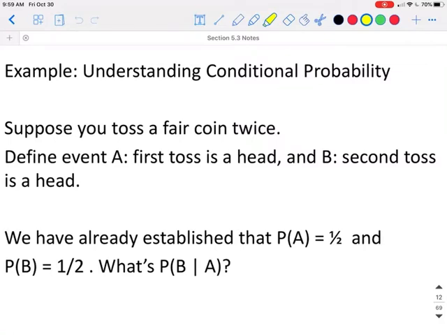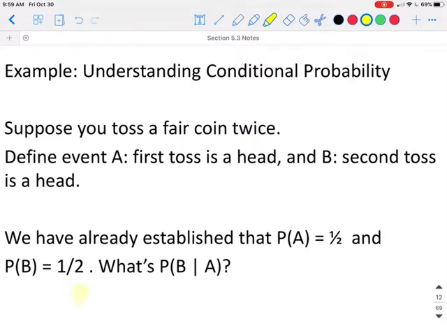Now, the event that A has already happened is just the probability you toss the first coin and you get a head. Since a coin does not have a memory, the probability that you flip the coin a second time and get a head has nothing to do with the event of the first toss. The coin has no memory. So the probability of getting a head, given that the first toss was already a head, is still 1/2.